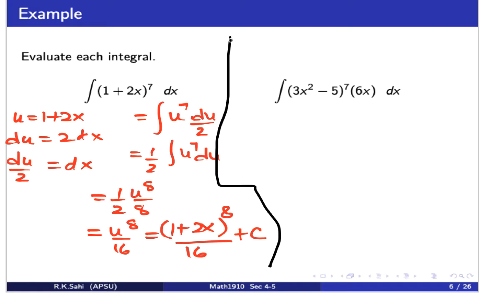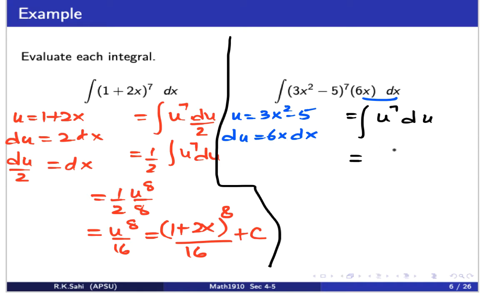Great. So let u be equal to 3x squared minus 5. What is my du? du is 6x dx. Wow, this 6x dx is already there. Easy work for us. Now what is this expression going to look like? This expression is the integral of u to the power 7, and 6x dx is what? du.